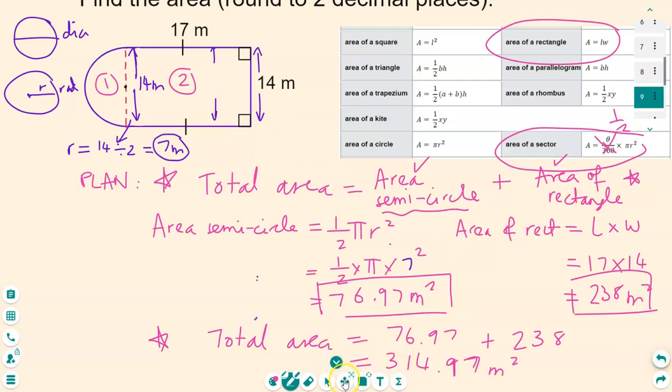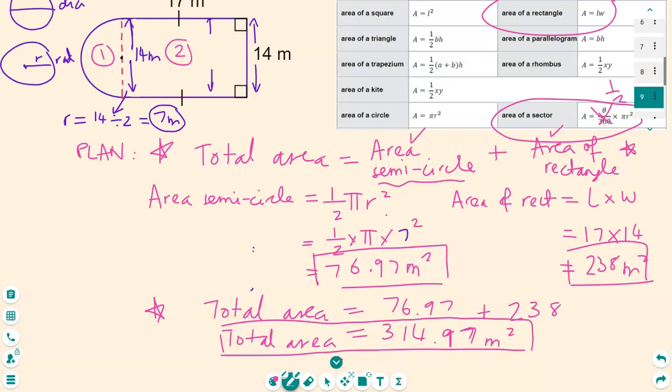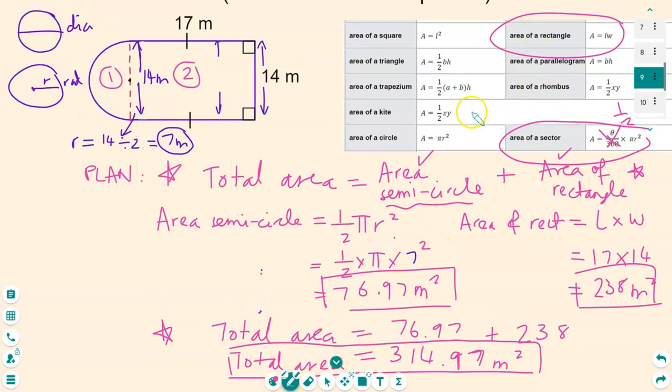So that's that. And you might want to write total area so your teacher can find where your answer is. And in the next video, we're going to look at total surface area, now that we know most of our area formulas.